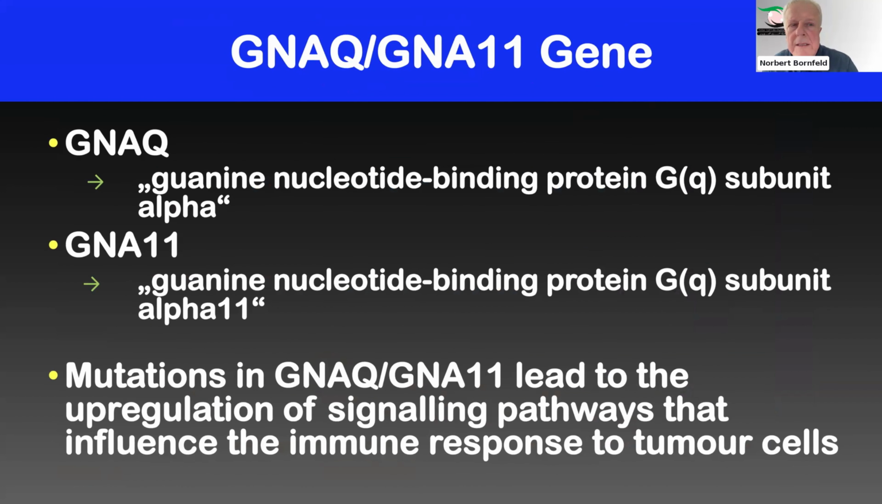And the focus of the interest is now looking at the GNAQ, GNA11 gene. That gene occurred at the beginning of my talk when I showed you some of the genes which are involved in the pathogenesis of uveal melanoma. And GNAQ and GNA11 are genes which lead to the regulation of the signaling pathways and influence the immune response to tumor cells.